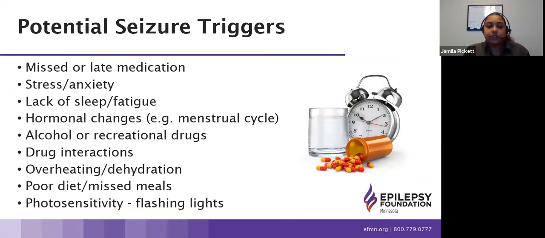Some potential seizure triggers include missed or late medication, stress and anxiety, lack of sleep and fatigue, hormonal changes. So when I'm talking about hormonal changes, we have menstrual cycle as an example. There are other examples such as puberty. Maybe you're an older adult going through changes. Throughout the month, people's hormones change quite a bit. So that could be a time in itself. Maybe a person is pregnant. So there are a lot of times throughout the month that people's hormone levels do change.